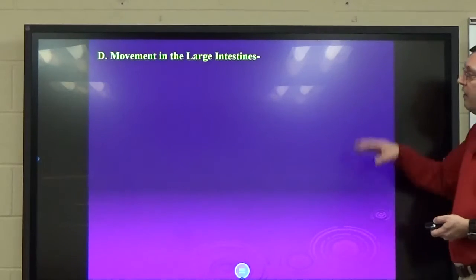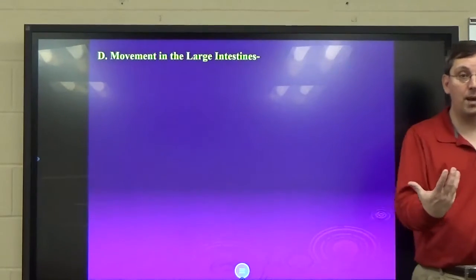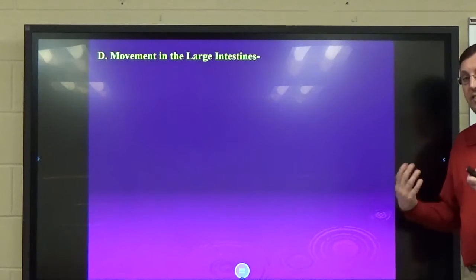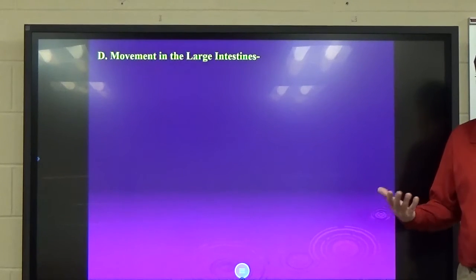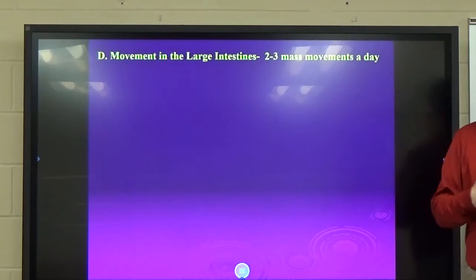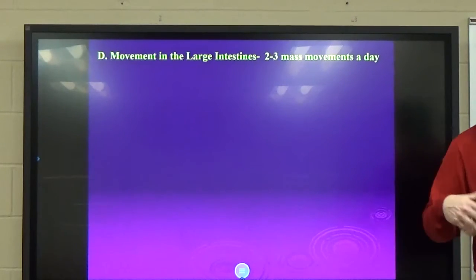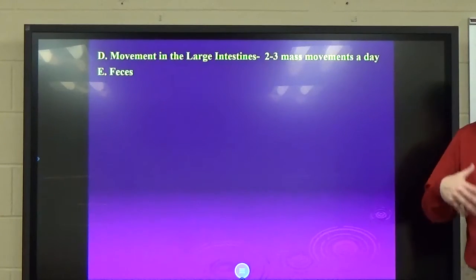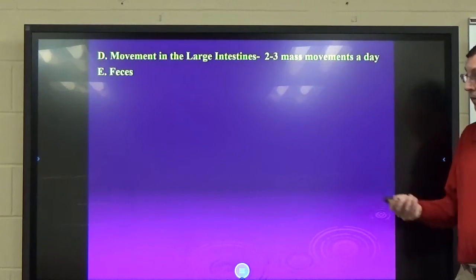The movement of the large intestine: how many times does it go through during a day? We talked about how the small intestine takes a while to process all the food, anywhere from 2 to 12 hours. Here, you have about 2 to 3 mass movements a day, 2 to 3 times that this waste is going to leave the body. That waste coming out of the body is called feces, or fecal material.